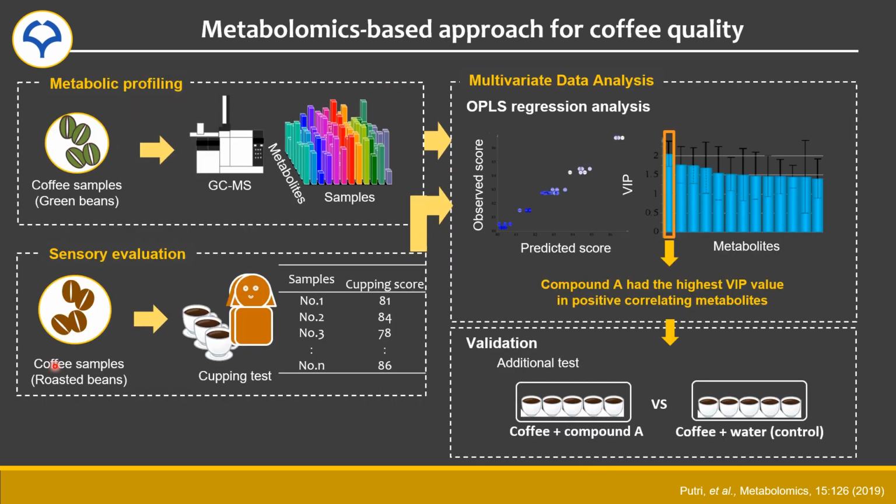So, the cupping score and metabolome data can be combined and correlated using multivariate data analysis, and the result from this data analysis could suggest compounds that have important correlations with coffee quality. To confirm the result, validation by additional tests is necessarily conducted.